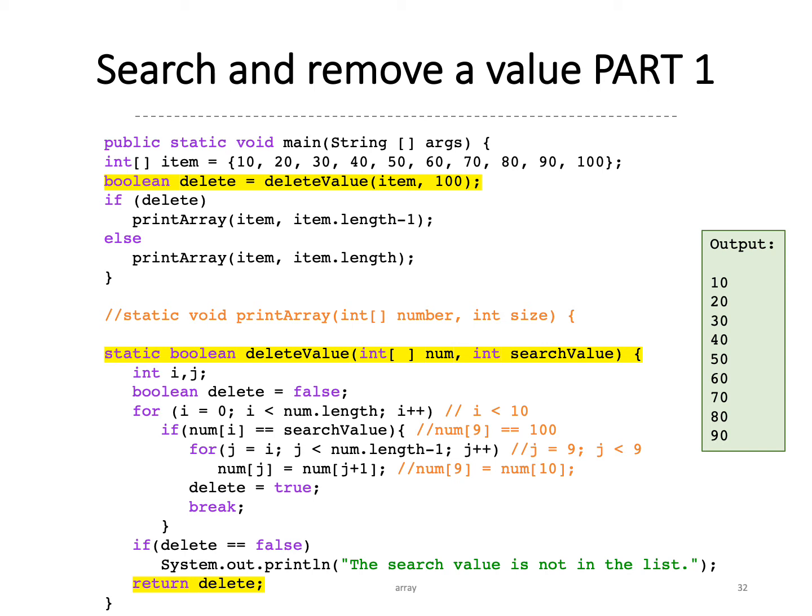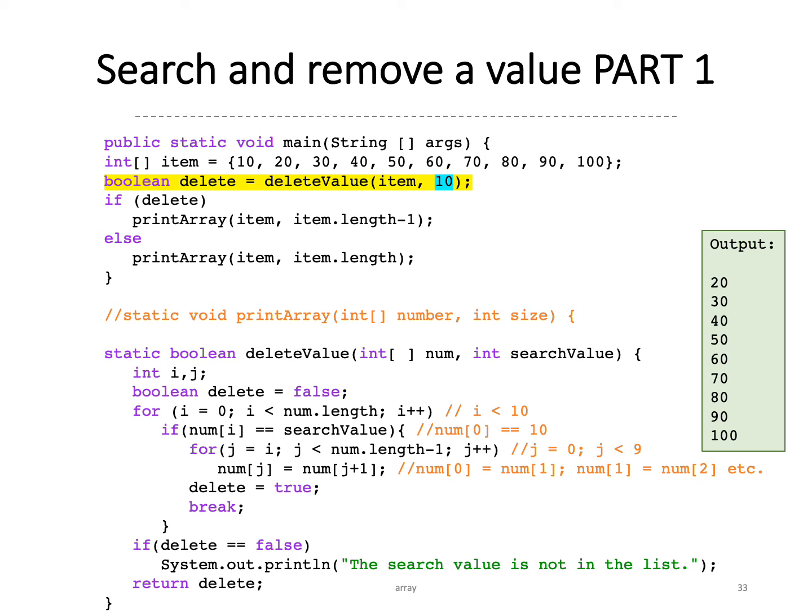In this code here, it tries to find the value 100 from the num array that is passed to the deleteValue method. It goes through the for loop and using the if statement, when it finds it, it shifts the element in the next array to the previous. As the element 100 is the last index, it does not make any difference in this code.